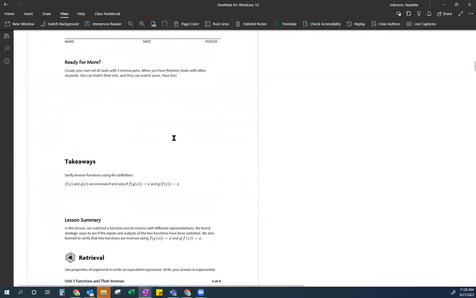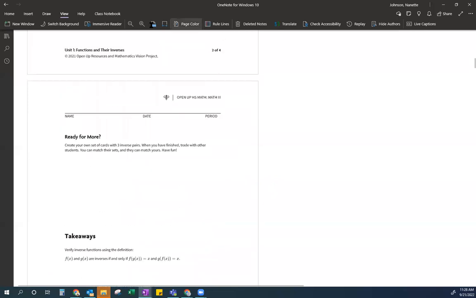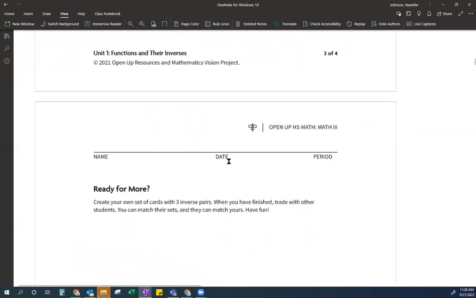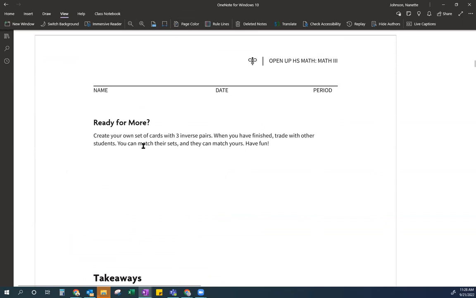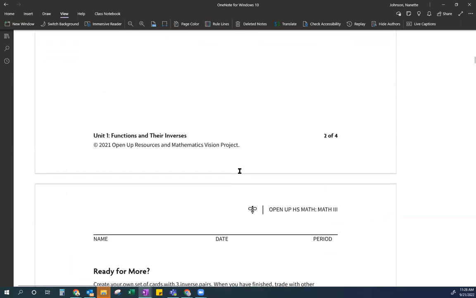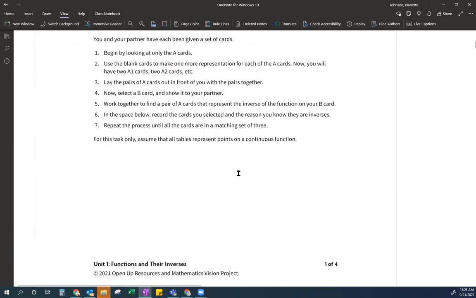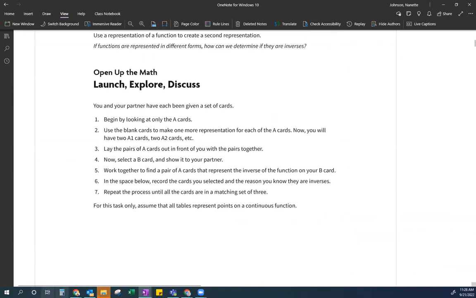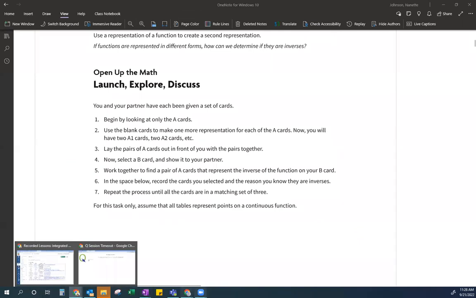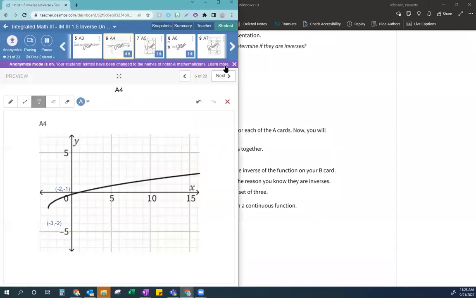Right here. So let me make this a tad bit bigger so you're not squeezing into your screen. Create your own set of cards. No, that wasn't the question. Sorry. Where was that one question? Wait, I'm so confused. Hold on a second. Let me find my slide 19 really quick.